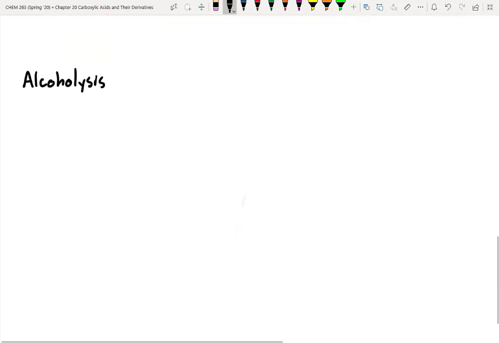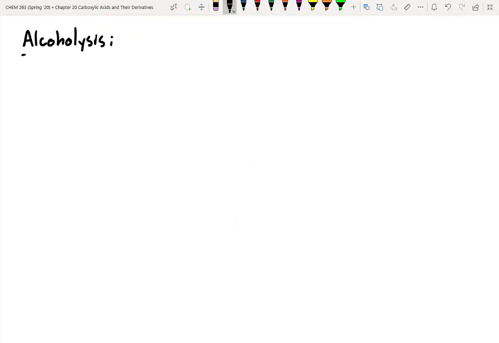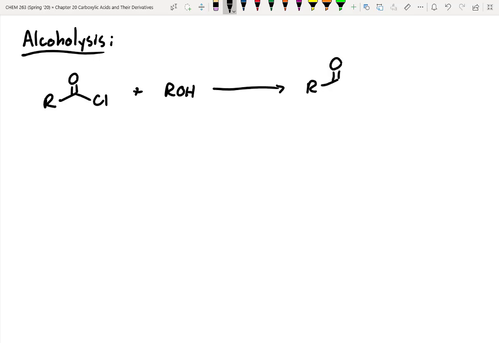And as you can imagine, this is going to be pretty similar. So if you have an acid halide, but instead of water you use some sort of alcohol, you can get a reaction where you can form a new ester. However, unlike the reaction with water, you actually need a little bit of help in the form of a base in order for this reaction to occur.